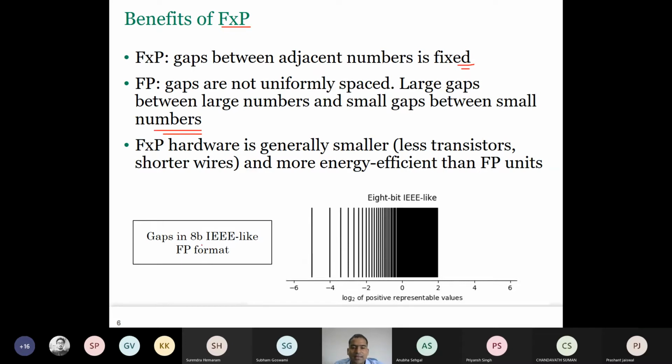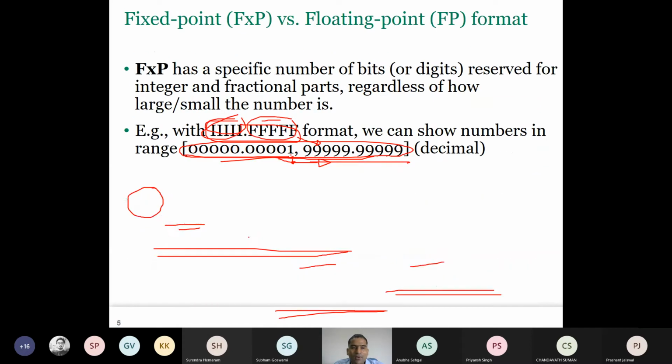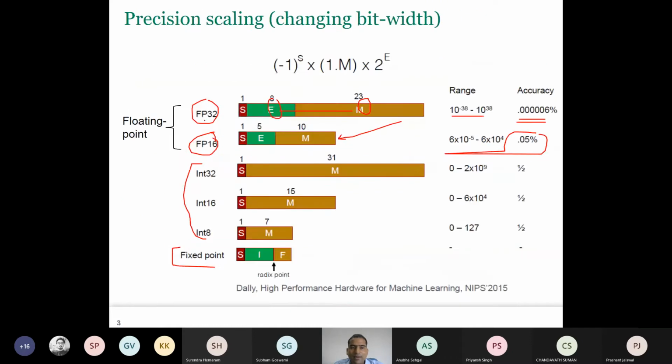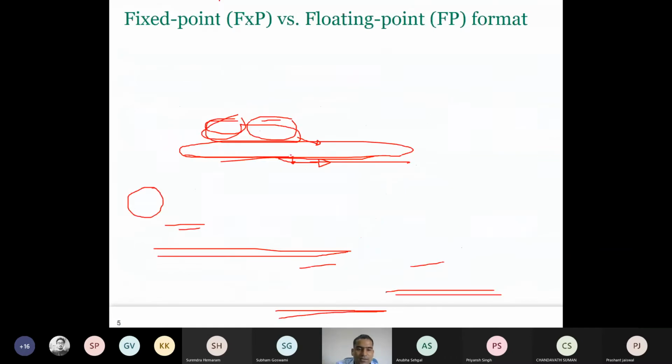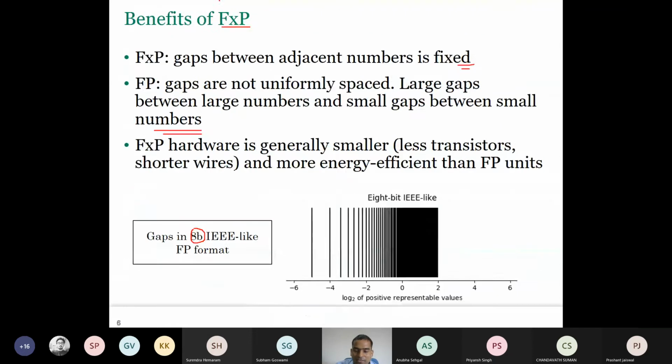So here you can see a sample of 8-bit IEEE-like format. Why am I calling it IEEE-like? Because in IEEE there are FP32 and FP16, which would be a very huge number system. So to make it a smaller number system, we have just used 8 bits, but along similar guidelines. So here the gaps are very large.